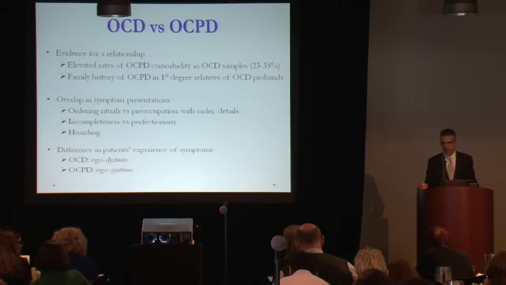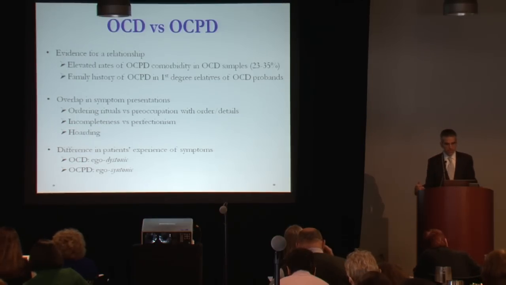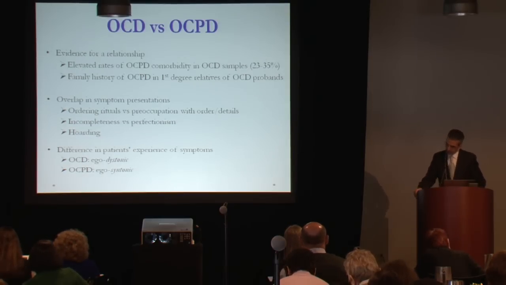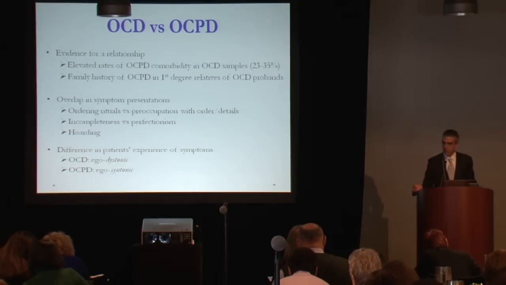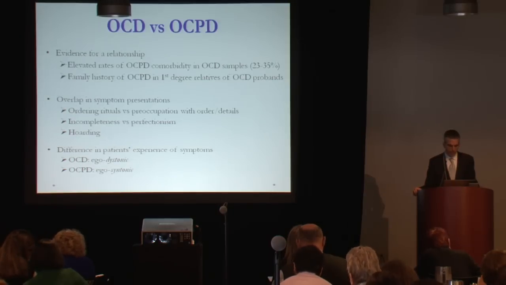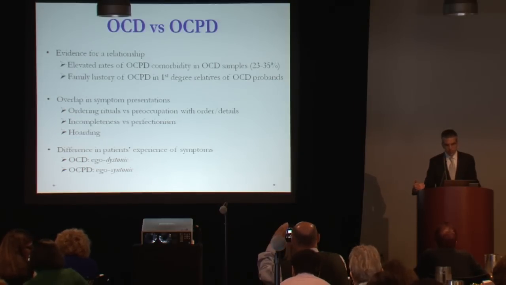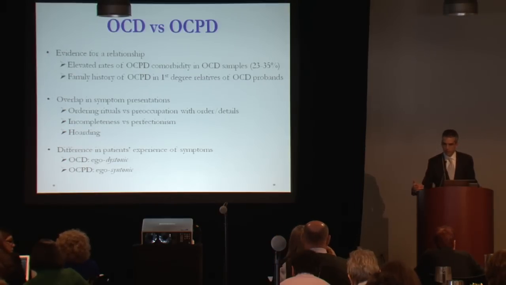Traditionally, the clinical guideline that's been used to differentiate OCD and OCPD has been to look at the experience of the patients with the symptoms. In OCD, their symptoms are referred to as ego dystonic, which means that they see the symptoms as intrusive or distressing. The obsessions are thoughts that they do not want to be having, but the thoughts keep coming up anyway. In OCPD, they describe their symptoms as ego-syntonic, which means that they see their behaviors and their thought patterns as appropriate, as correct, and sometimes they can't understand why others don't see the world the way they do.